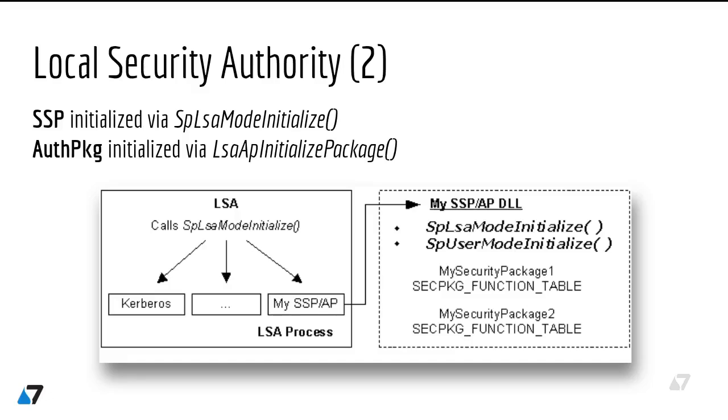Okay, and those function pointers are passed to the LSA in an array which is called the SECPKG_FUNCTION_TABLE structure. So in this example, you see that my SSP DLL provides two security packages. My security package 1 and my security package 2. Okay, and both these structures hold pointers to specific functions which have to be provided by the SSP DLL.